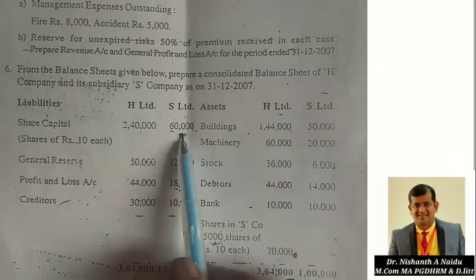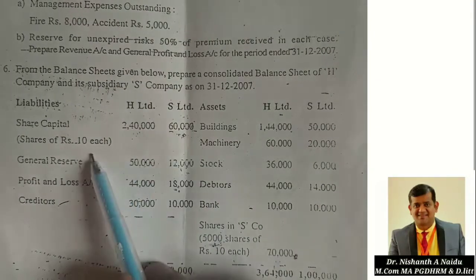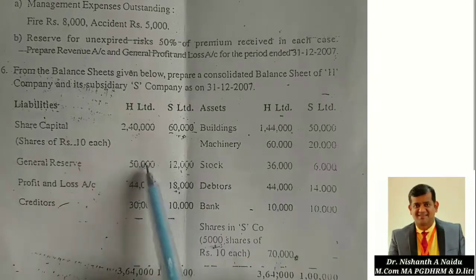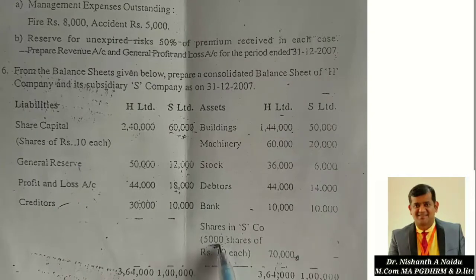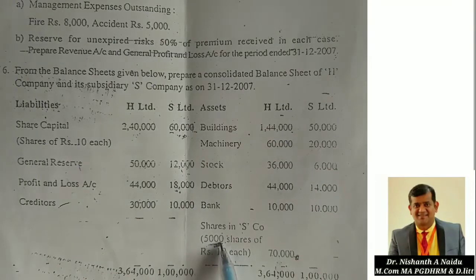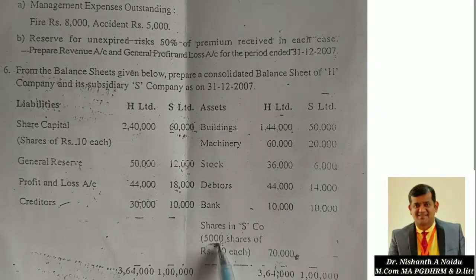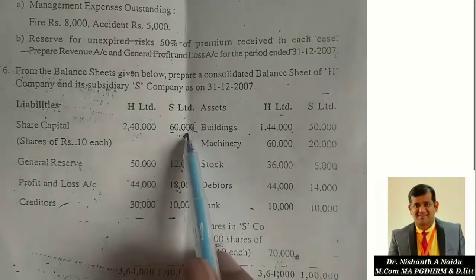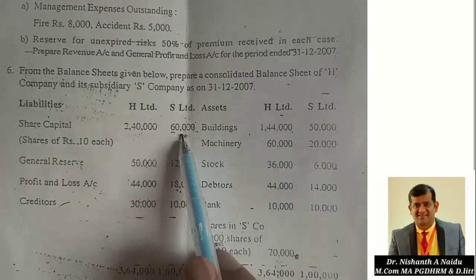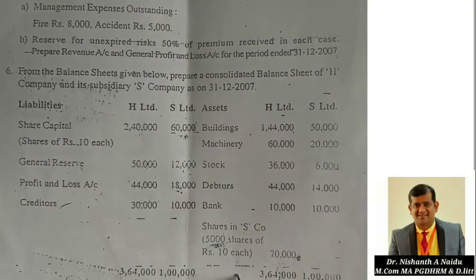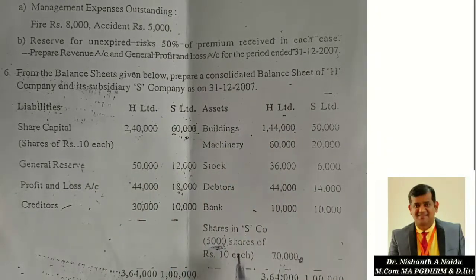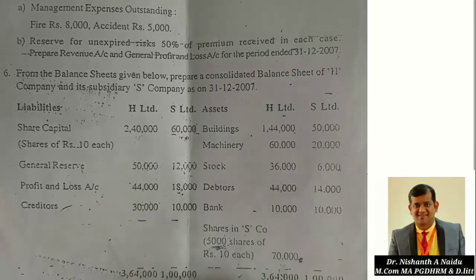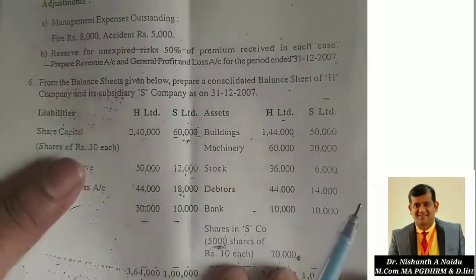Now we calculate 60,000 divided by 10, which is 6,000. Out of 6,000, how many shares are held by the parent company? 5,000 shares are held by the parent company. So the rest, 1,000 shares out of the 6,000, is invested by an external party. Clear? That is how we are going to calculate in this problem.